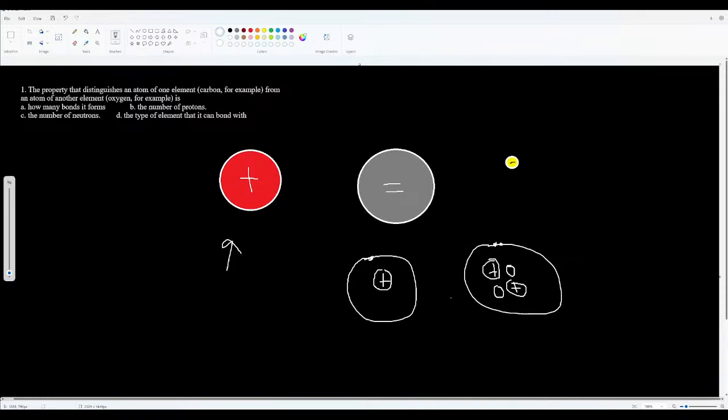Once we start changing the number of electrons, we get into ions. And once we start changing the number of neutrons, we get into isotopes. So let's say for this hydrogen atom, what if we add a neutron? Now it's hydrogen 2, otherwise known as deuterium. What if we add a third one? Now this is hydrogen 3, also known as tritium. So, isotopes.